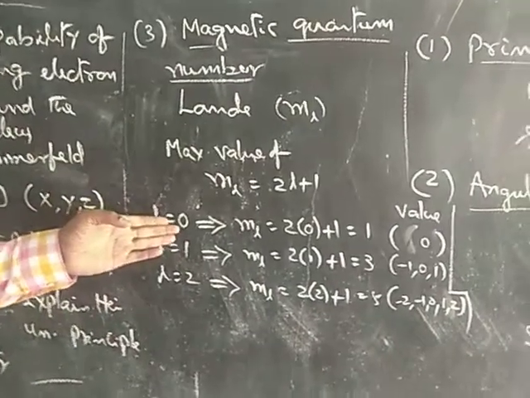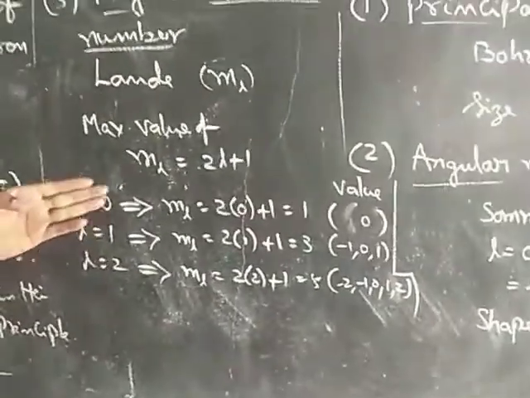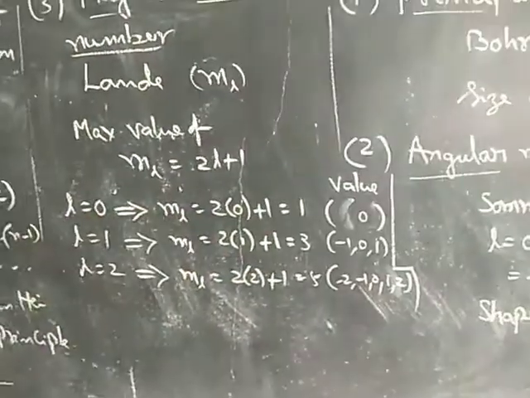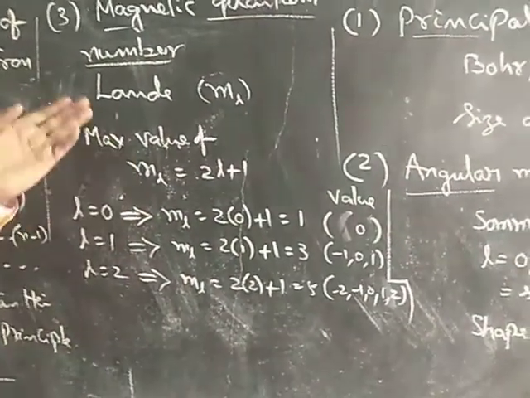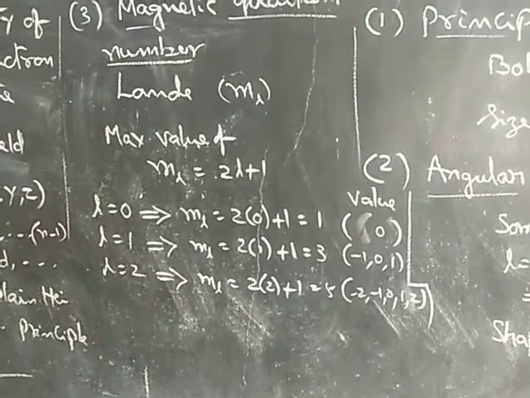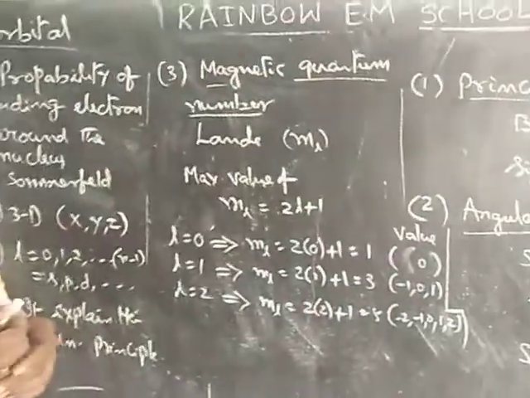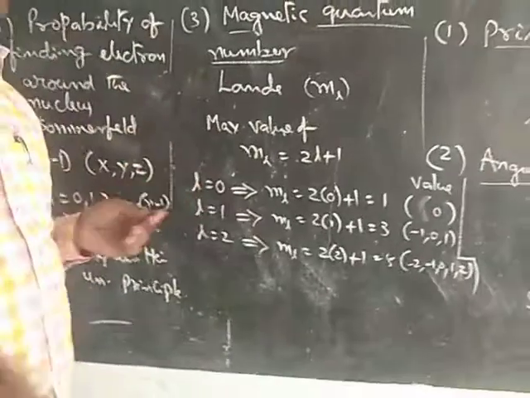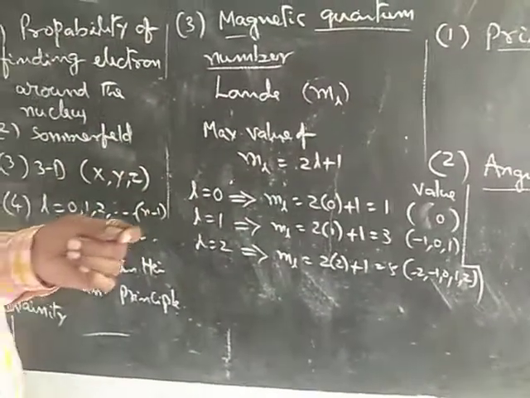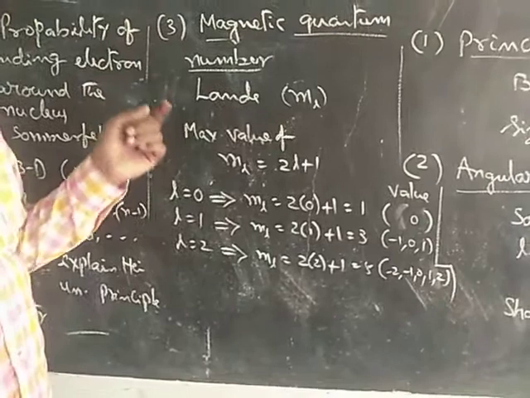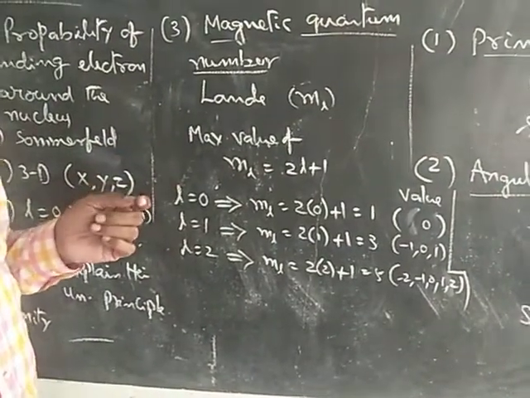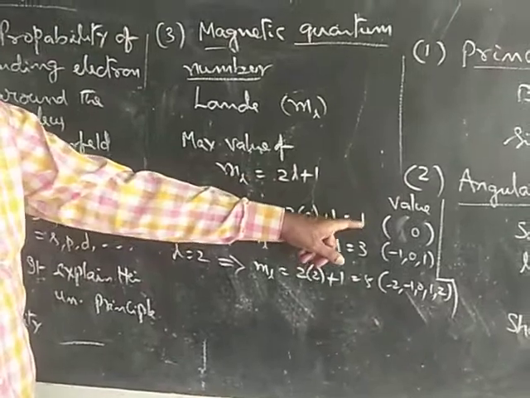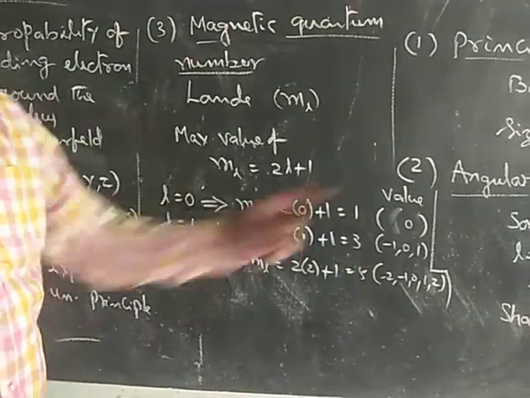Suppose L value 0. L value 0 means s orbital. That consists of only one degenerate orbital. What are degenerate orbitals? Degenerate means the same energy levels. Orbitals that have the same energy are called degenerate orbitals. Here in the s orbital there is no degeneracy, only one is there, that's why the value is 0.